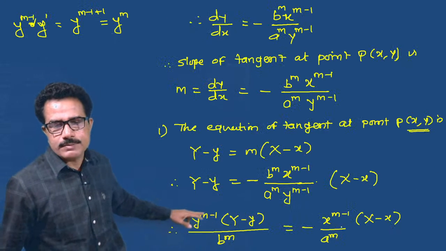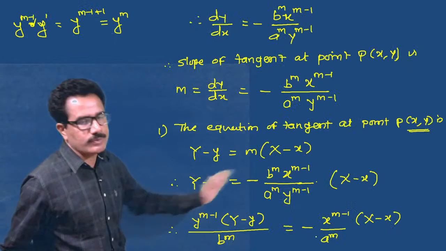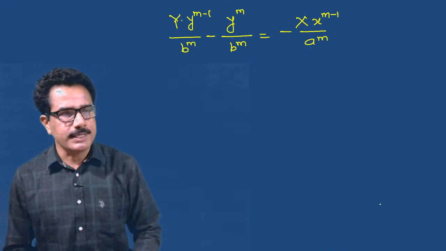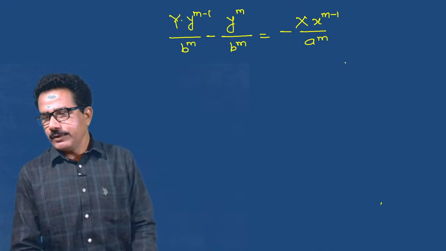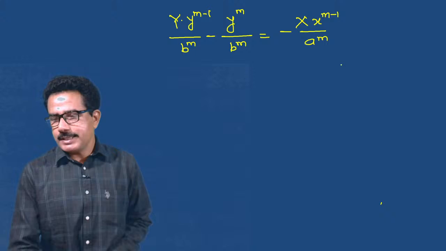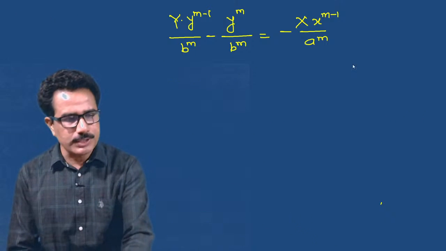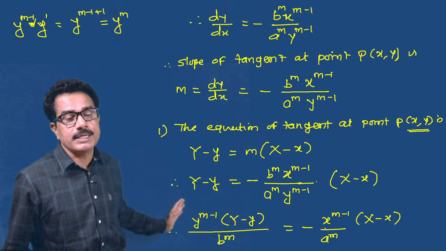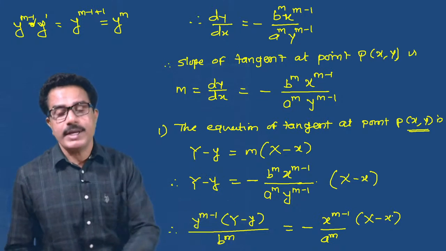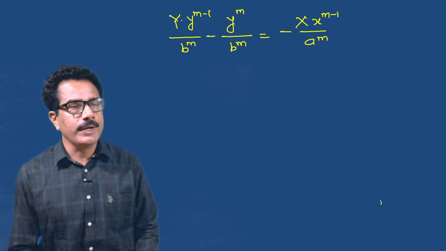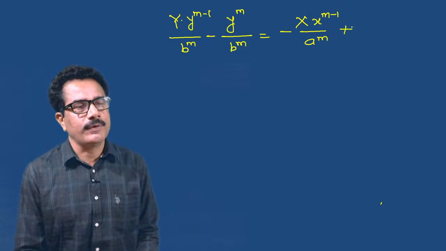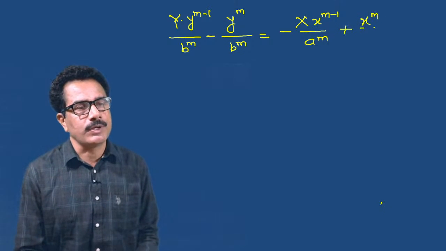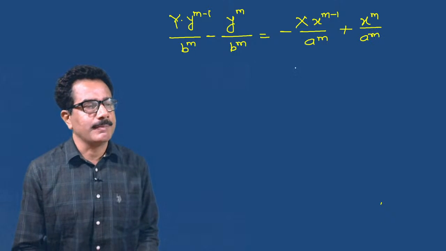Similarly, again this minus x raised to m minus 1 is multiplied with x, same process we have to adopt here. Minus x raised to m minus 1 is multiplied with small x raised to 1. So we get, what will the result? Therefore we get x raised to m divided by a raised to m.